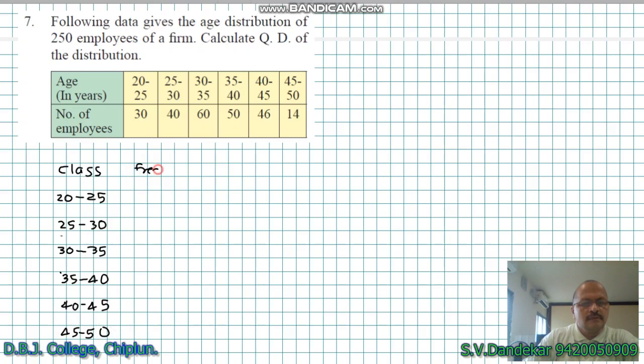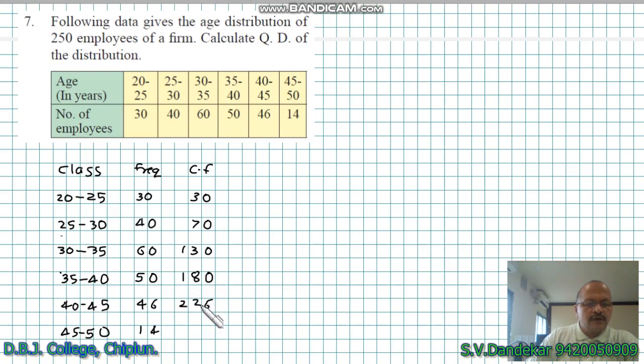Frequencies: 30, 40, 60, 50, 46 and 14. Cumulative frequencies: 30, 30 plus 40 is 70, 70 plus 60 is 130, 130 plus 50 is 180, 180 plus 46 is 226, 226 plus 14 is 240. Make table clearly.